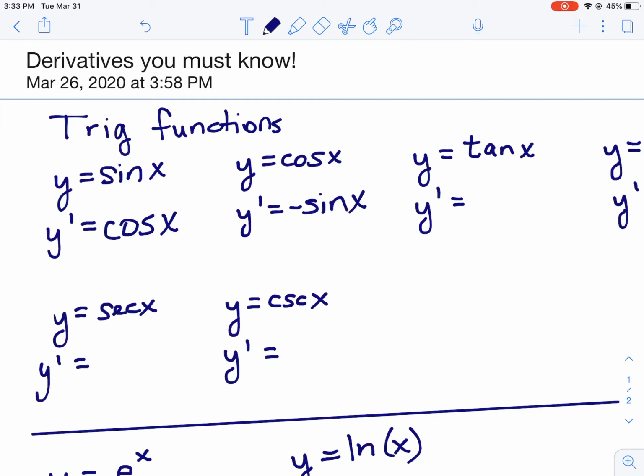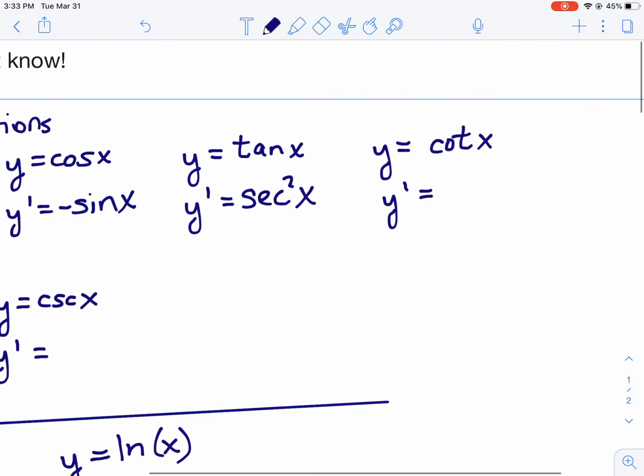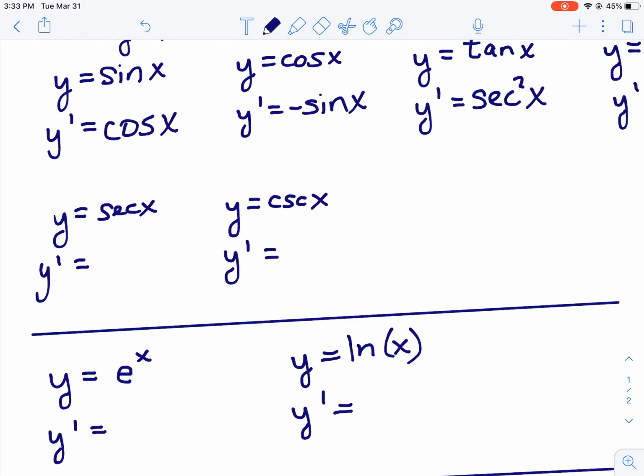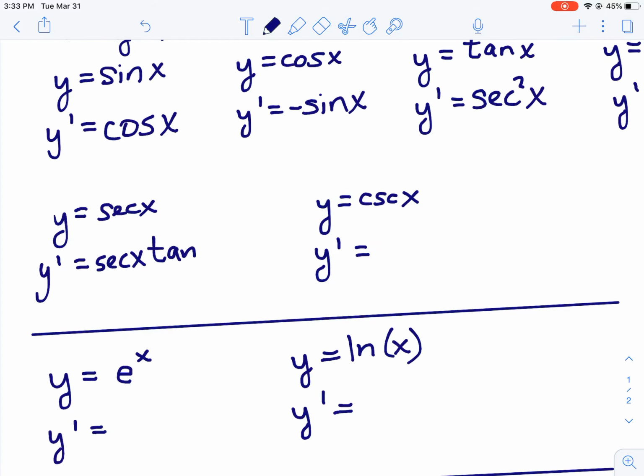Okay? What's the derivative of tangent x? You say secant squared x. What's the derivative of cotangent x? You say minus cosecant squared x. What's the derivative of secant? You say secant x tangent x. And the derivative of cosecant is minus cosecant x cotangent x.